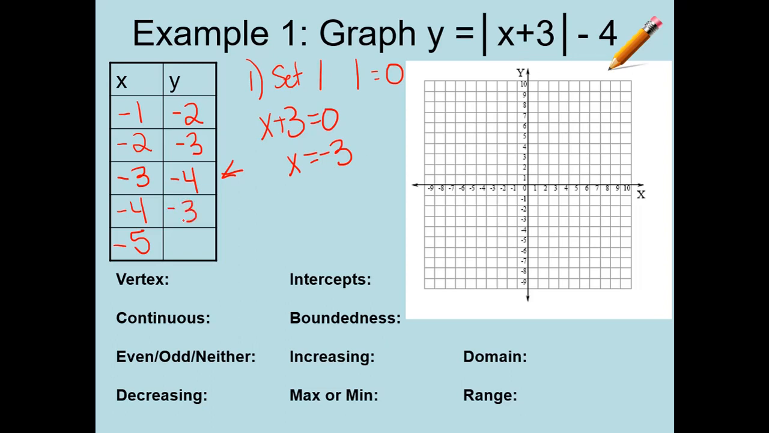1 minus 4 is -3. Now, these should always match. If they don't, you done did it wrong, okay? -5. -5 plus 3, that's -2. Absolute value of -2 is 2. 2 minus 4, -2. Again, matchy-matchy. That should happen. If you don't, A, you found the middle wrong, or you did some math wrong. Let's graph this V: (-1, -2), (-2, -3), (-3, -4), (-4, -3), (-5, -2).